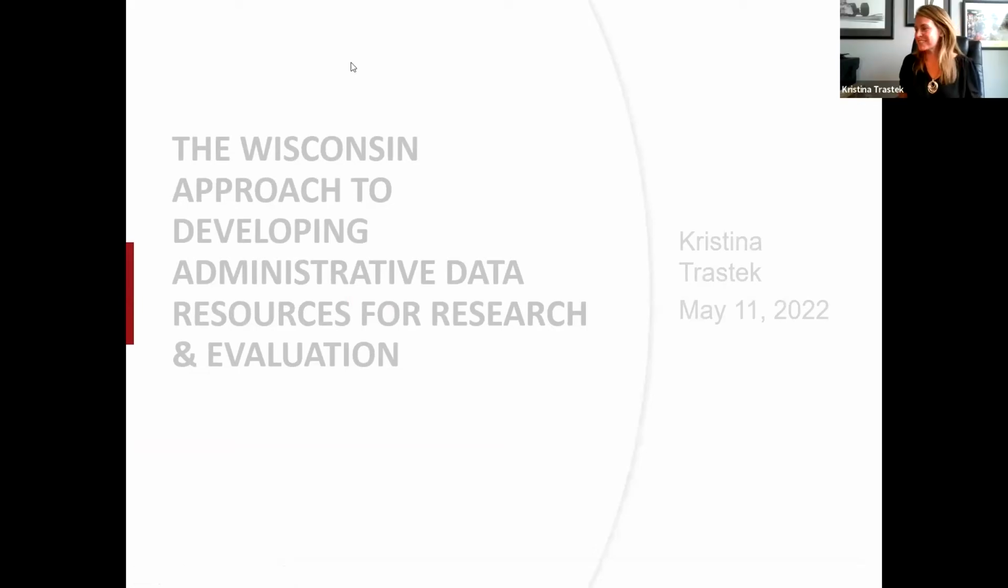Thank you, of course, 2.5 years in. So hi, everybody. I'm Christina Trastic. As Judith mentioned, I'm currently with the Wisconsin Department of Justice. But just about 2.5 short months ago, I was at the Department of Children and Families, overseeing research, evaluation efforts, performance management, continuous improvement, and data governance work.